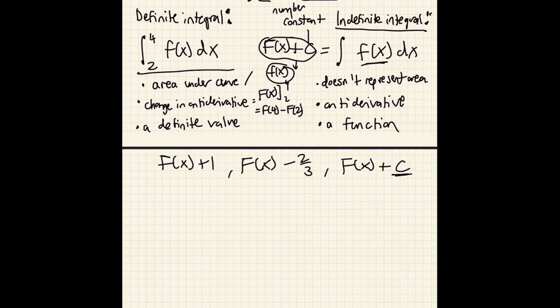However, sometimes it might only ask for one solution. In that case, we just take c equals 0 for simplicity. So it's just capital F of x. Okay? And we don't use c in definite integrals because we're finding the change, we're subtracting. So the c's will cancel out anyways.